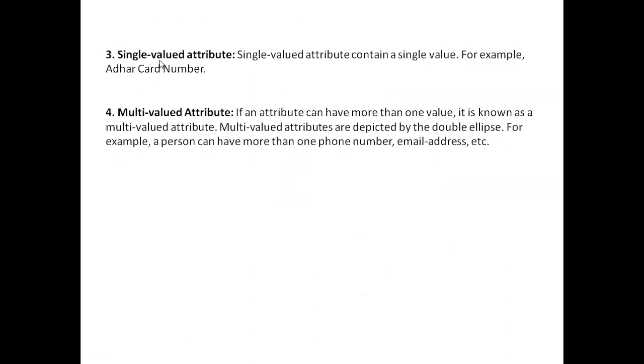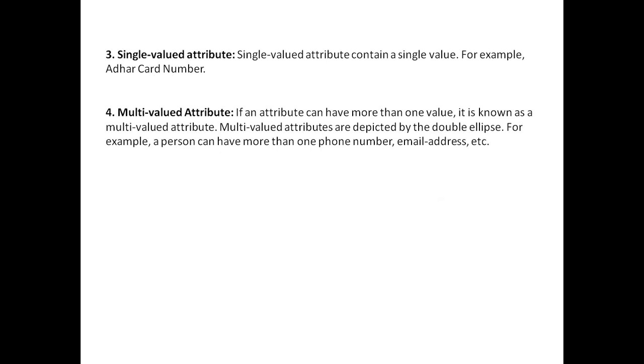Next, third is the single valued attribute. A single valued attribute has a particular single value for that particular entity, which cannot be copied or used for a different entity. So Aadhaar card number and identity number can be single valued attributes. Mobile number can be multi-valued because a person can have more than one mobile number.